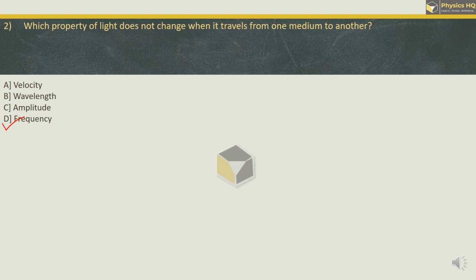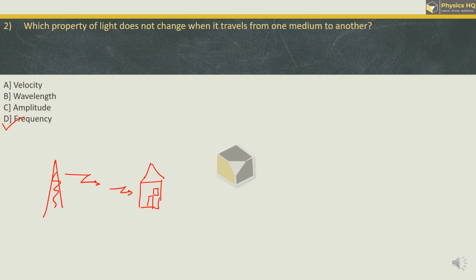Frequency does not change. The best example is mobile communication. If you have a mobile tower somewhere nearby and you are in your house, then even though the doors and windows are closed, you receive the signal in your mobile phone.